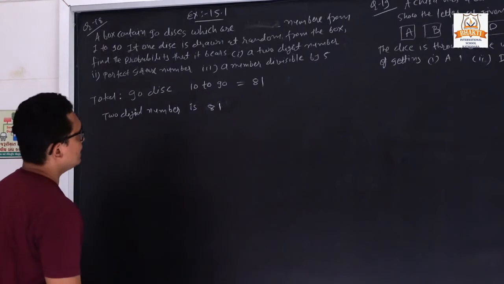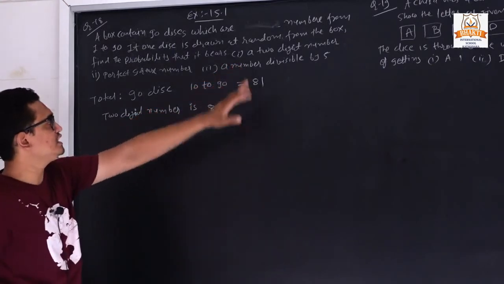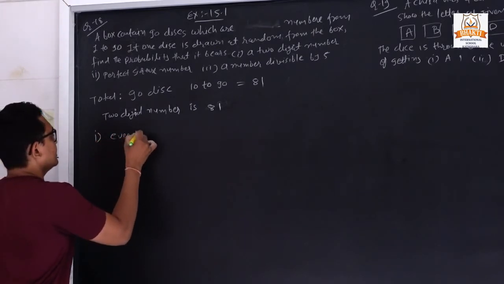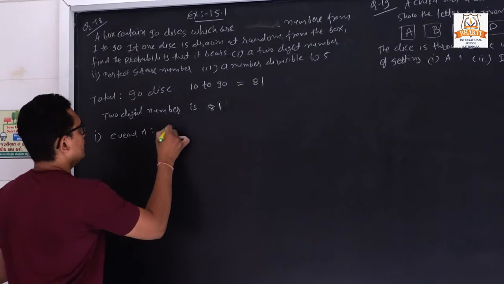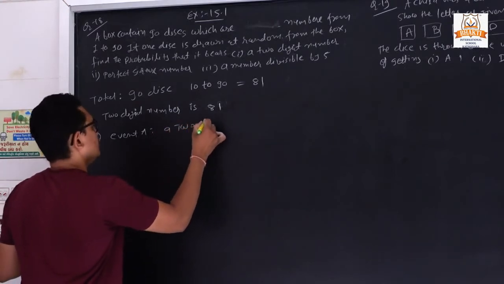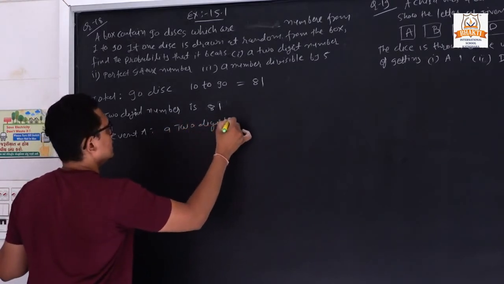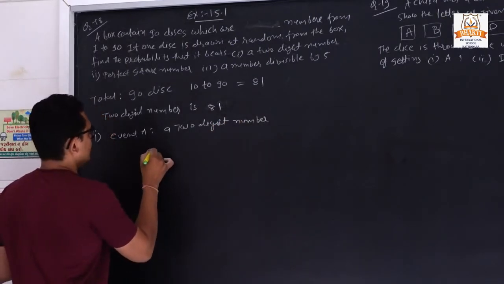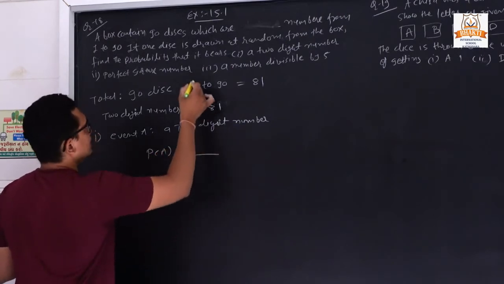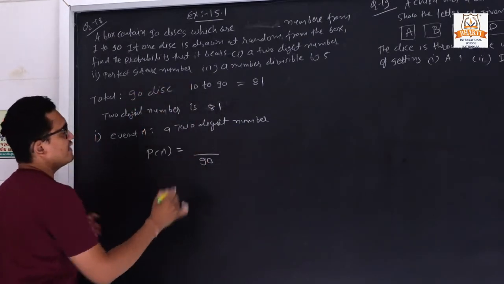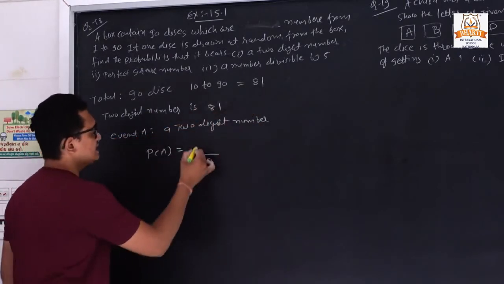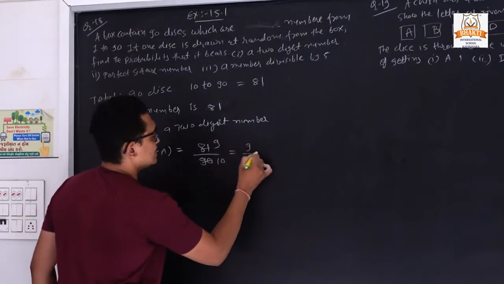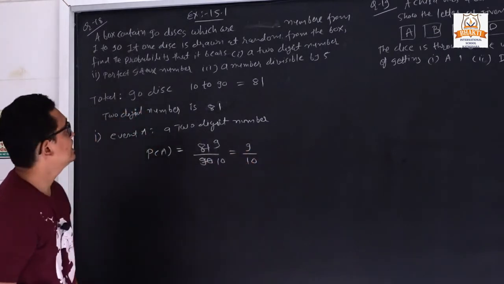Now we want to find the probability of a 2-digit number. So we can declare event A, a 2-digit number. So P of A is equal to, total it will be 90. Out of 90, how many are 2-digit numbers? It is 81. So 9 nines are 81, 9 tens are 90. So what is the answer? 9 by 10.